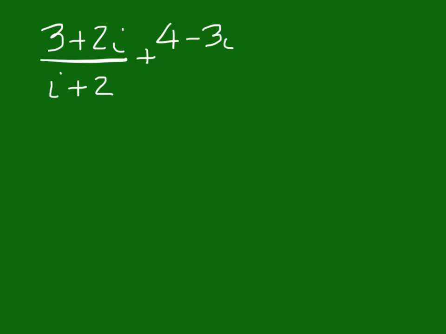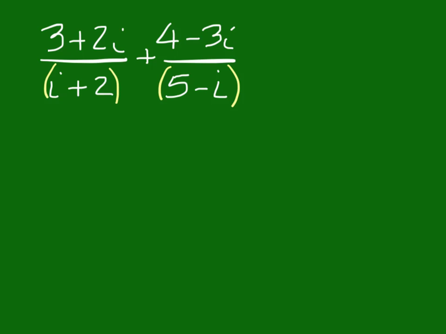In this problem, it's going to be 3 plus 2i over i plus 2, and then plus 4 minus 3i over 5 minus i. Alright, so we need a common denominator here. And that's going to be i plus 2 times 5 minus i for the common denominator.